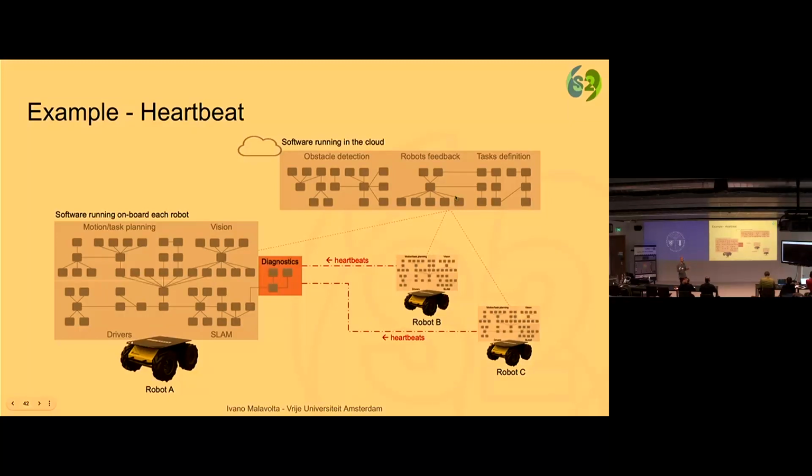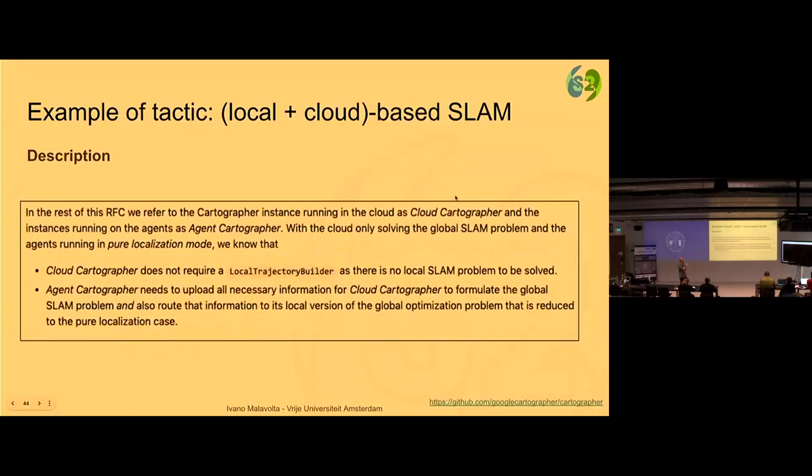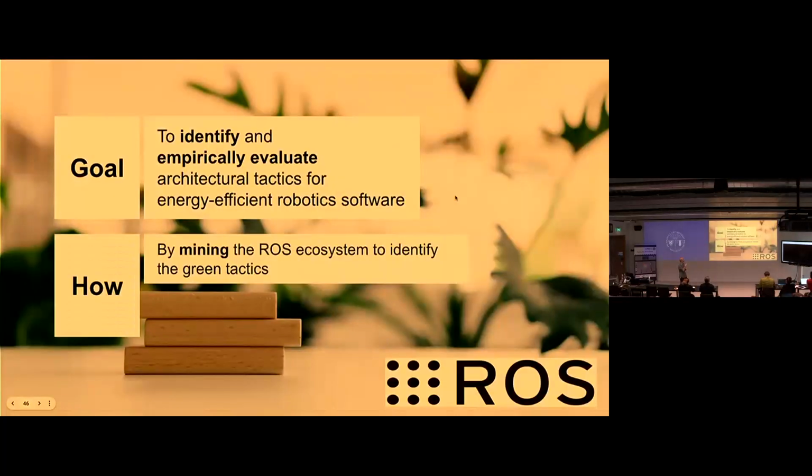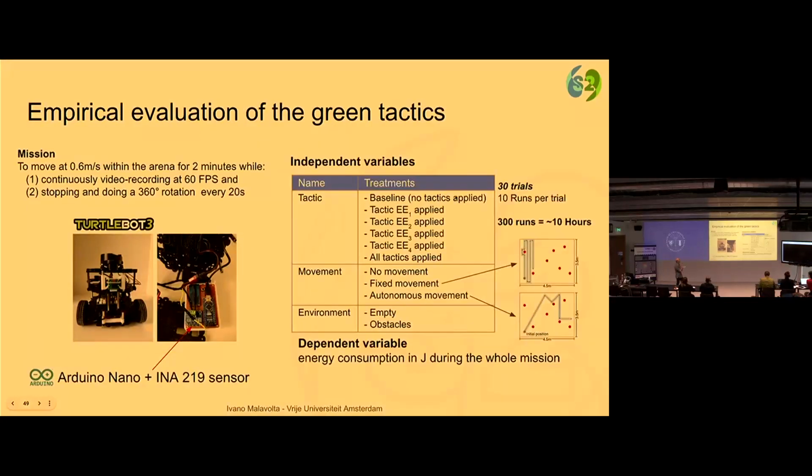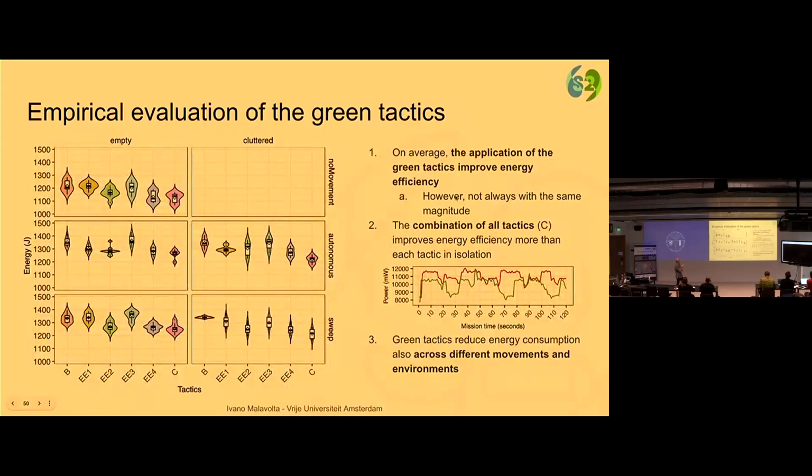That is it. And just a trailer, a teaser for the experiment. What we did is this. We identified 4 tactics for green robotic software for saving energy. You can read the paper if you want to see the details. And after that, we implemented the tactics, and we did an experiment to check if the tactic actually works in practice.